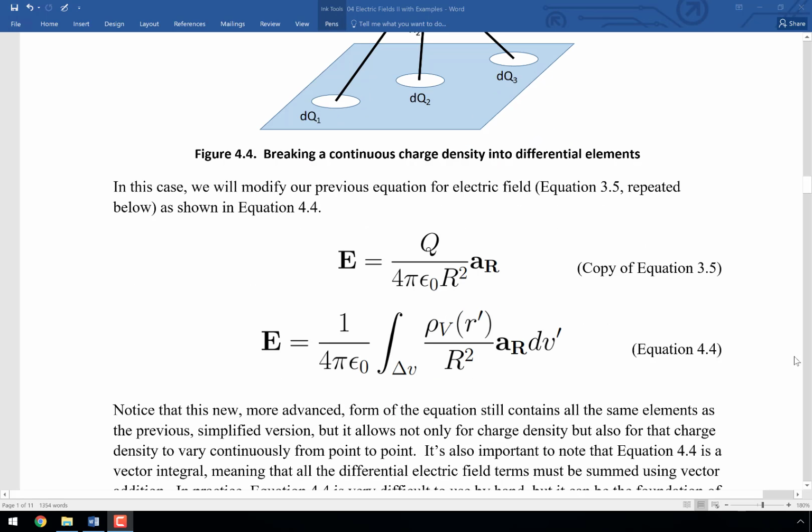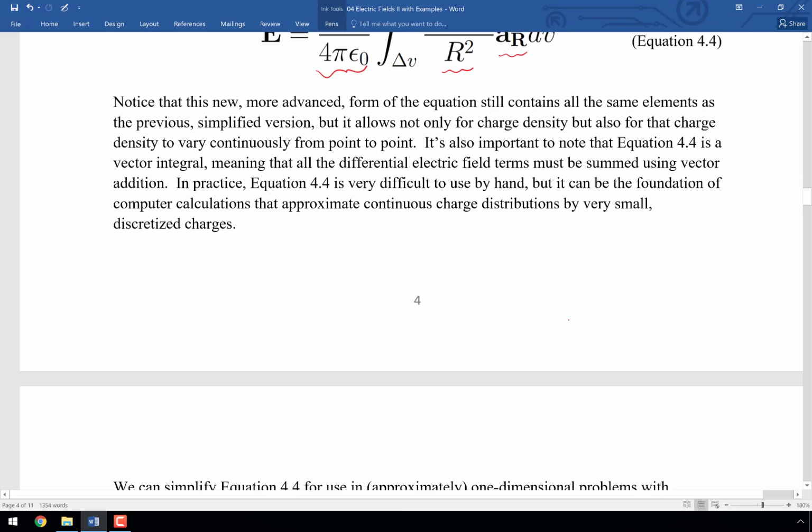Now, you remember equation 3.5, which I've sort of duplicated here for your convenience. I just wanted to remind you that the equation 3.5 looked like this, and we now have a new version of the equation, which is very similar. You'll notice that we still have the 1 over 4 pi epsilon 0. That's exactly the same as it was up here. We have the 1 over r squared. That's the exact same as it was here. We have the a sub r. That's the same as it was there. And really, the only thing that's changed is that this discrete charge has now become an integral of rho sub v with respect to the volume. And so it's really the same calculation. It's just that now we have a continuous charge rather than a discretized one.